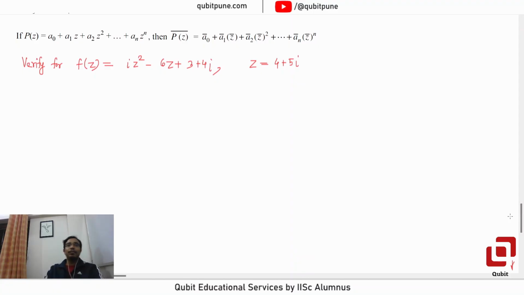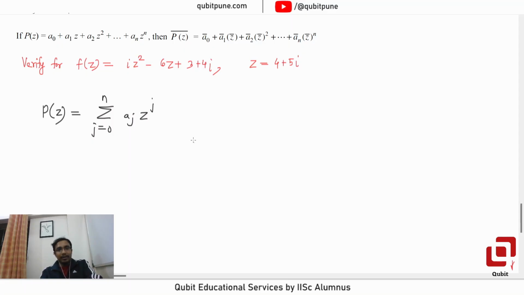Now let's see one more result. Suppose we have a polynomial in z of nth degree. We are calling it p of z. So that's a polynomial. It is summation of a_j z raised to j, as j goes from 0 to n.